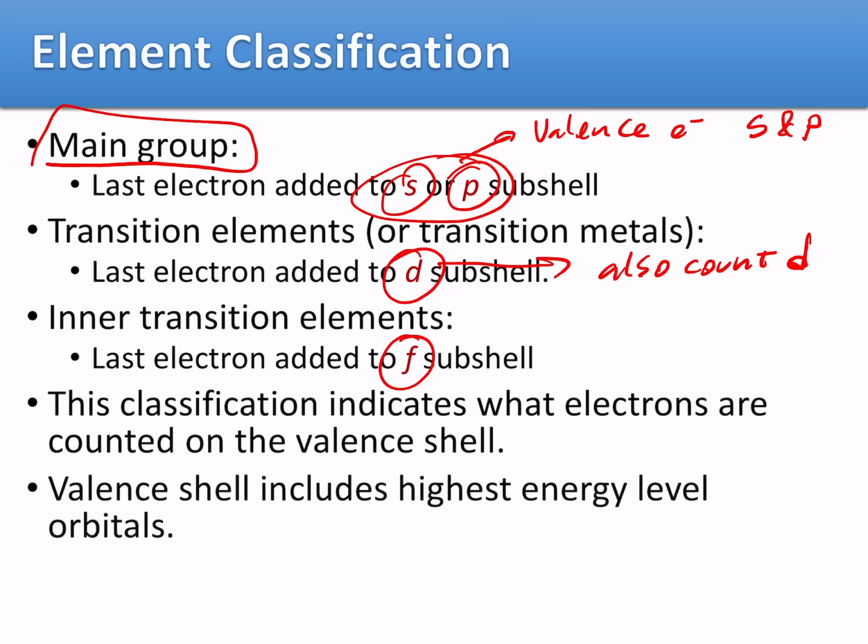So the bottom line is that the valence electrons are the highest energy electrons in the electron configuration. And how do you know that? Because they usually go into the highest energy orbitals.